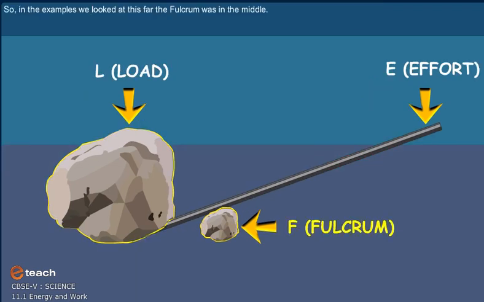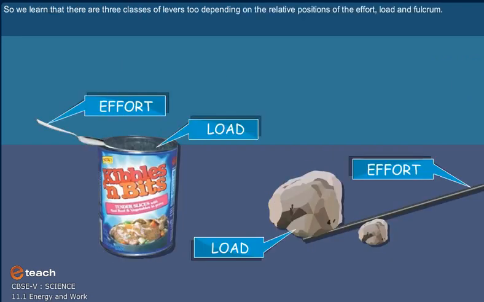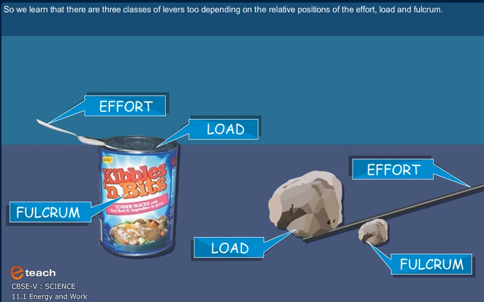So, in the examples we looked at thus far, the fulcrum was in the middle, and the effort and load were at the other ends. So we learn that there are 3 classes of levers too, depending on the relative positions of the effort, load, and fulcrum. When the fulcrum is between the load and effort, as we saw in our examples, this lever becomes an example of a first-class lever.